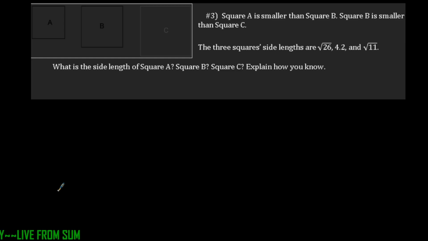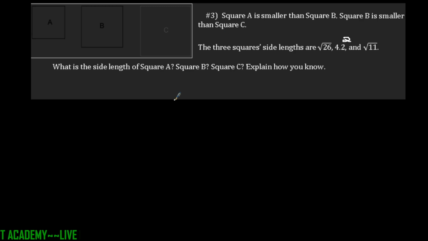And then on number 3, it says square A is smaller than square B. Square B is smaller than square C. It gives you the 3 side lengths. It says, what is the side length of square A, B, and C? The side lengths are given, but I know if I take 4.2 squared, I can find the area. So let's find 4.2 squared. It's going to be 17.64.